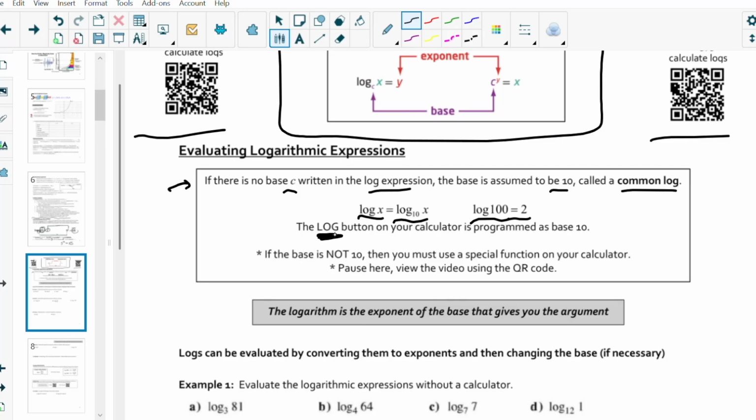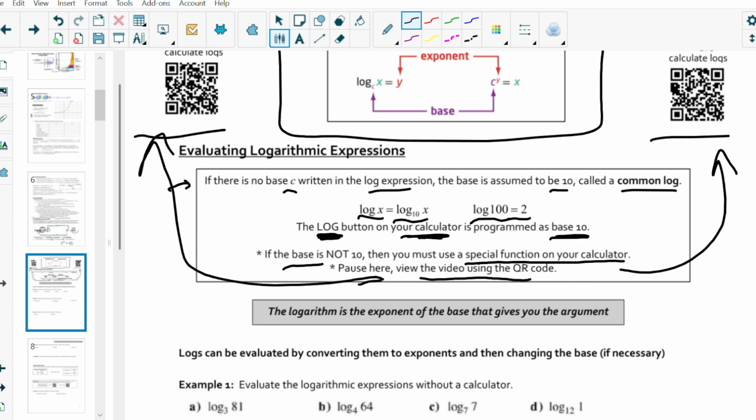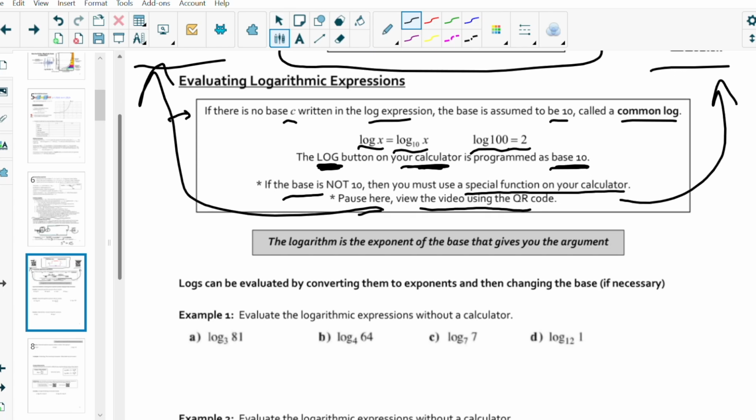The log button on your calculator is programmed as base 10. Be very, very careful. If the base is not 10, then you must use a special function on your calculator. Pause here and view using the QR code, okay? You need to know how to do this before moving on.